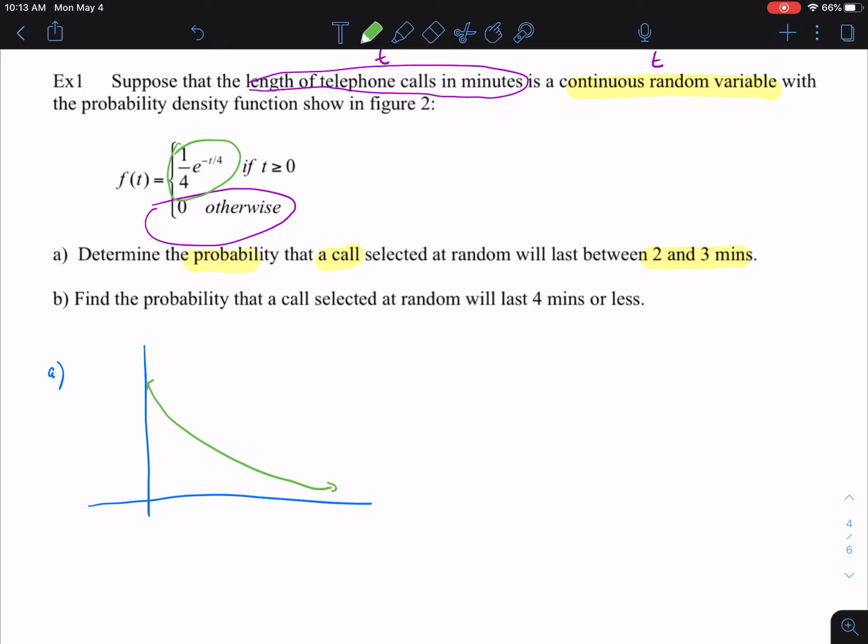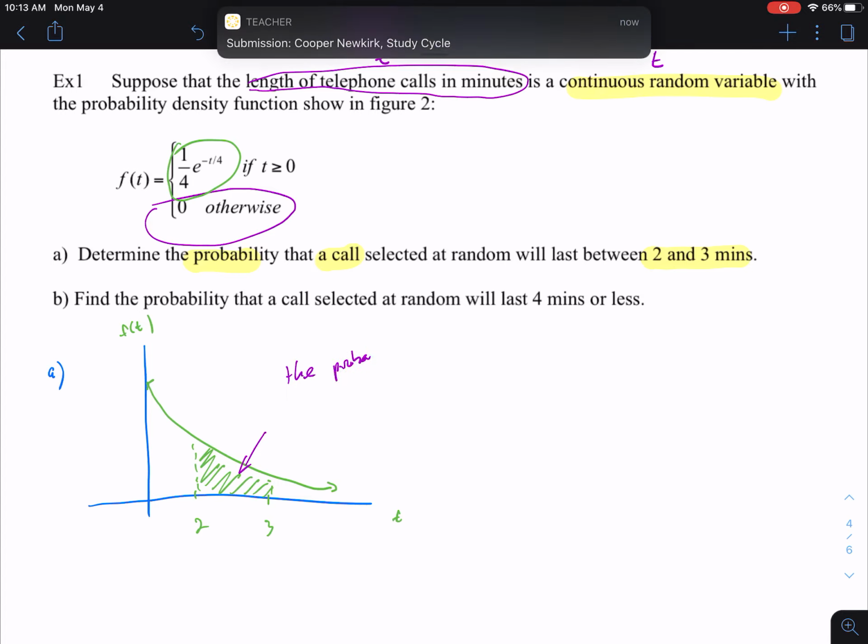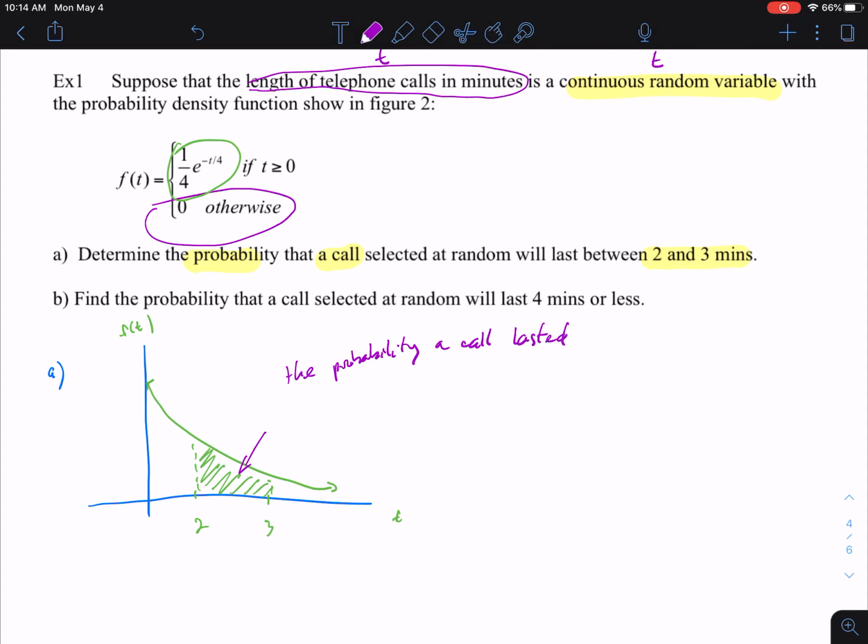All right. So we are asked to find the area. So this is t, and then this is f of t. And so we are asked to find the area from 2 to 3 minutes. So that area, this is the probability that a randomly selected call lasts between 2 to 3 minutes.